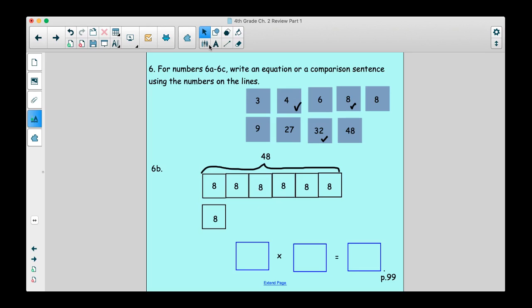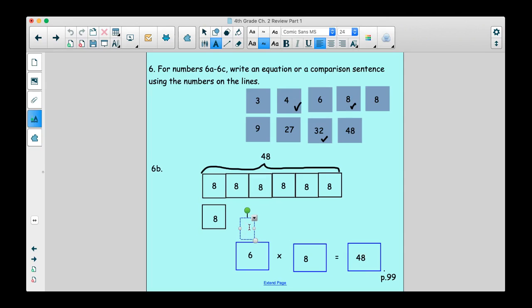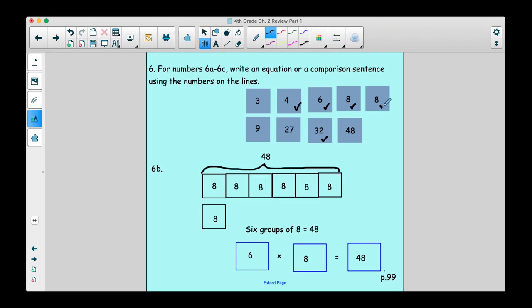So 6 times 8 equals 48. And remember, you can read 6 times 8 equals 48 as 6 groups of 8 equals 48. So you can actually see 6 groups of 8 right here: 1, 2, 3, 4, 5, 6. 6 groups of 8 is 48. All right, so now we've used another 6, another 8, and a 48. Okay, so let's head on to 6C.